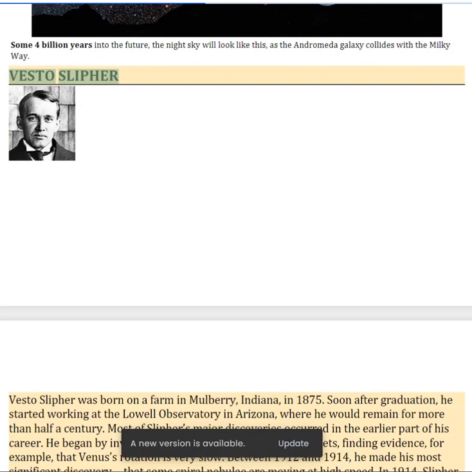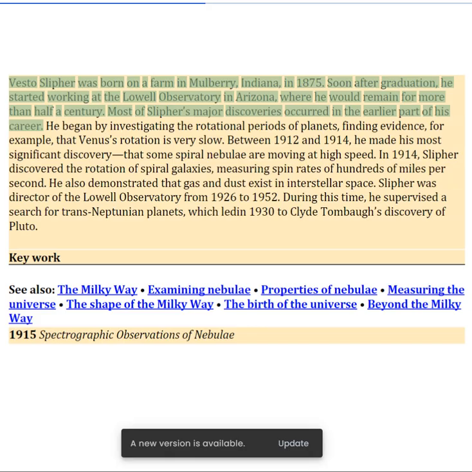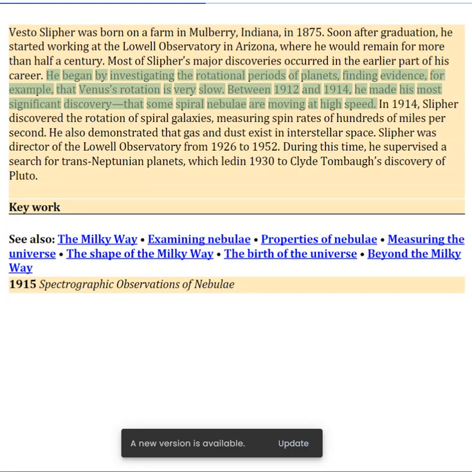Vesto Slipher. Vesto Slipher was born on a farm in Mulberry, Indiana, in 1875. Soon after graduation, he started working at the Lowell Observatory in Arizona, where he would remain for more than half a century. Most of Slipher's major discoveries occurred in the earlier part of his career. He began by investigating the rotational periods of planets, finding evidence, for example, that Venus's rotation is very slow.